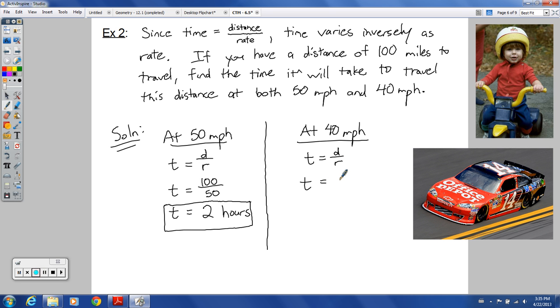That would mean you have 100 again, that's your constant term, and then you have 40, that's your varying term, the speed, the rate is changing. This then becomes, let's take out our different color to simplify things here. This would be crossing out here and here. You could reduce that down to 5 over 2.